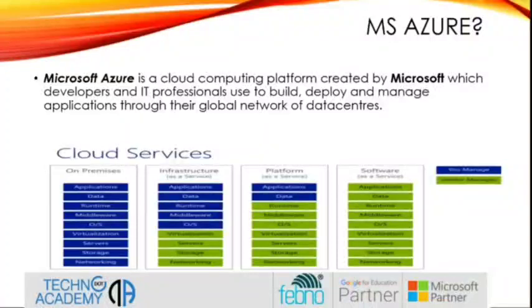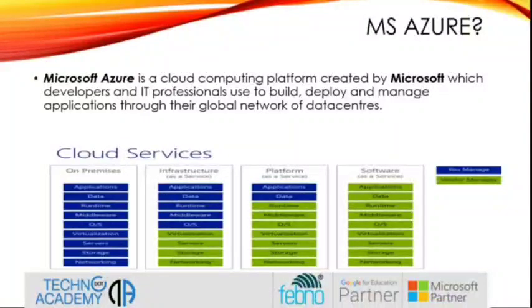You can see this cloud services diagram: on-premise, infrastructure as a service, platform as a service, software as a service. You can see the green and the blue. In on-premise, I have to manage everything, starting from networking, storage, servers, virtualization, OS, middleware, runtime, data, and application. Everything I have to manage.